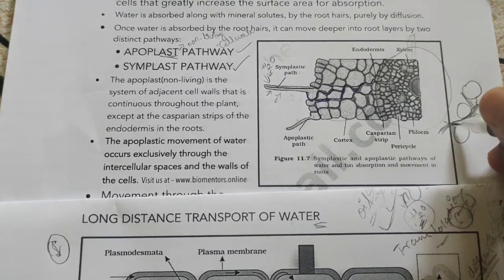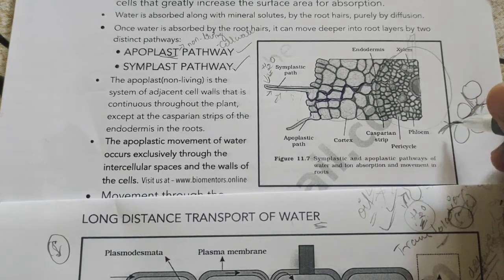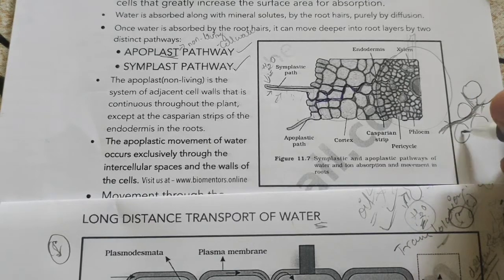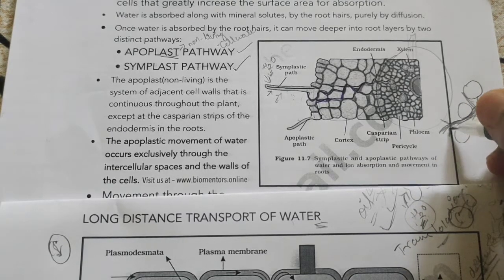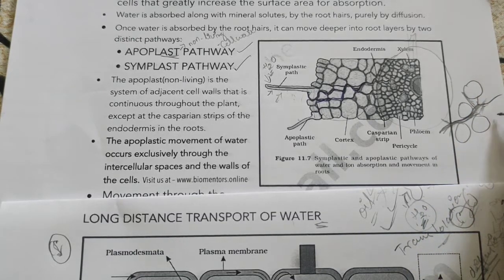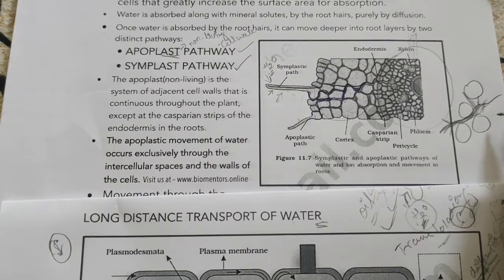And this apoplast movement of water will be faster. Why? Because water need not enter inside the cell, and hence due to this pathway of movement, water will be reaching the xylem at a faster rate, at a faster pace.